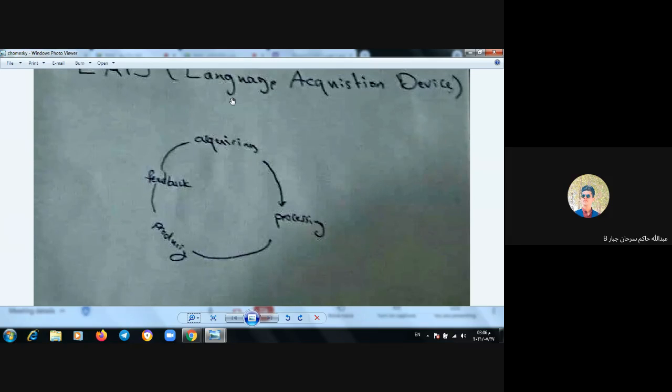And also, doctor, the child tries to imitate or repeat the... It's not imitating. He is going to receive the feedback. He is going to what? To receive the feedback, and he is going to correct. Yes, doctor, it's not imitating. It's correction. And why do we say this is circular? Because it is going on. Acquiring, processing, producing, feedback. Acquiring, processing, producing, feedback. You see now? This is circular.